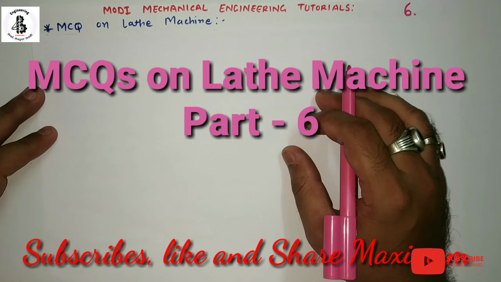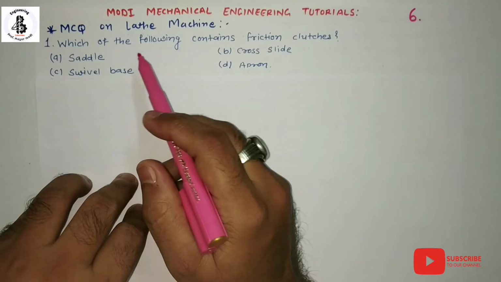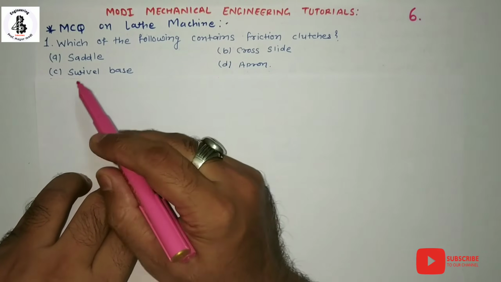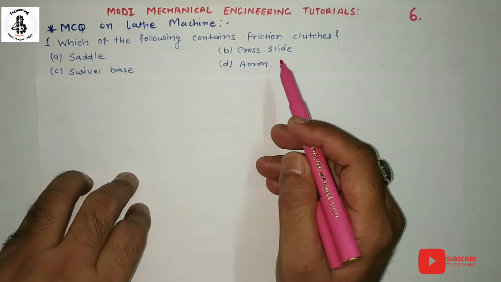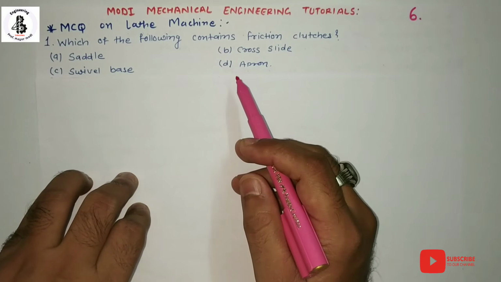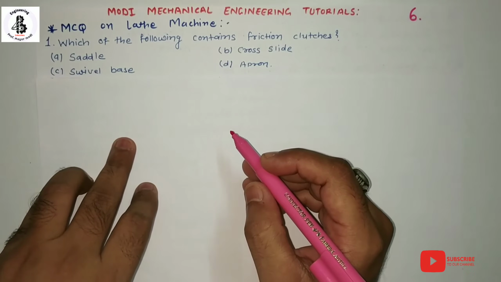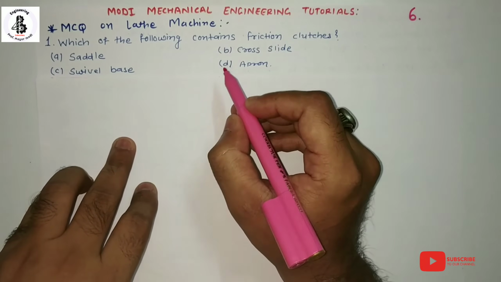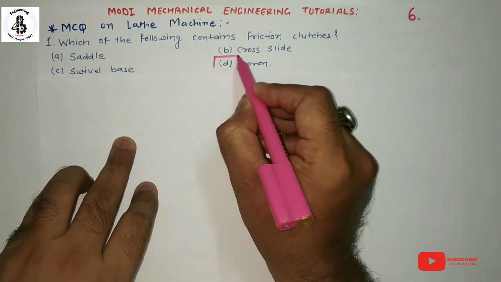So now we'll start with question number 1. Which of the following contains friction clutches? Option A, saddle. Option B, cross slide. Option C, swivel base. And option D, apron. Basically the apron mechanism in the lathe machine contains the friction clutches to control all the mechanisms. So the right answer is apron.